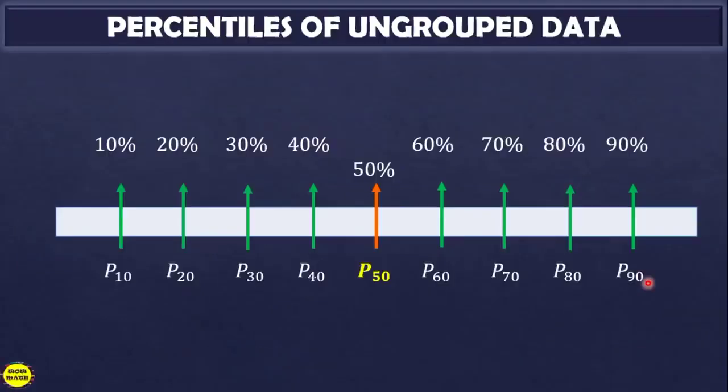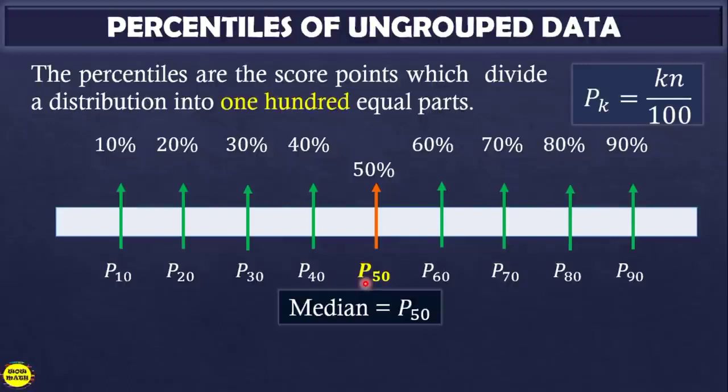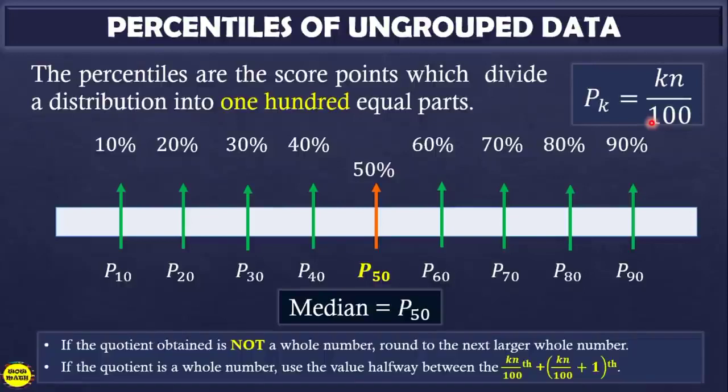Next tayo sa percentile. Okay, so percentile is divided into 100 equal parts. So, yung 50th percentile equal yan sa median natin. So, using the formula k times n over 100, gagamitin ulit natin yung kagaya sa decile, na kapag hindi whole number yung na-compute natin, i-round natin yung sagot natin to the next larger whole number. At kapag whole number naman yung na-compute natin, kunin natin yung value halfway between ng dalawang position. Okay?